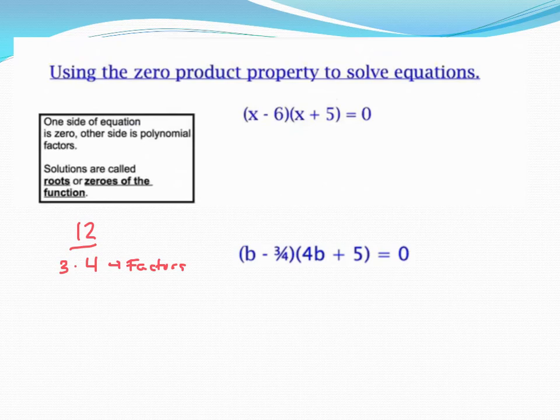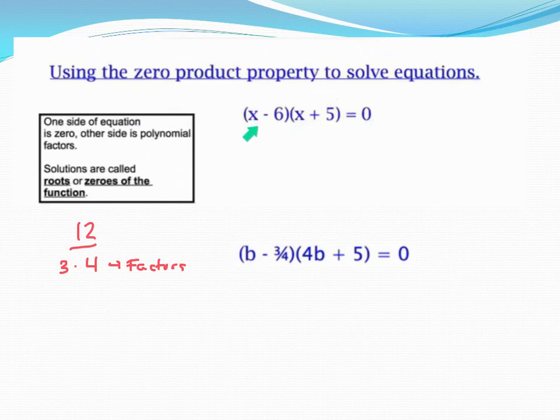So let's say I take two polynomial expressions: x minus 6 and x plus 5. So I have two binomials, remember that term, binomials, that I'm multiplying together. This is called factored form because I'm multiplying two different things. Notice here that I'm multiplying this times this and I get 0.